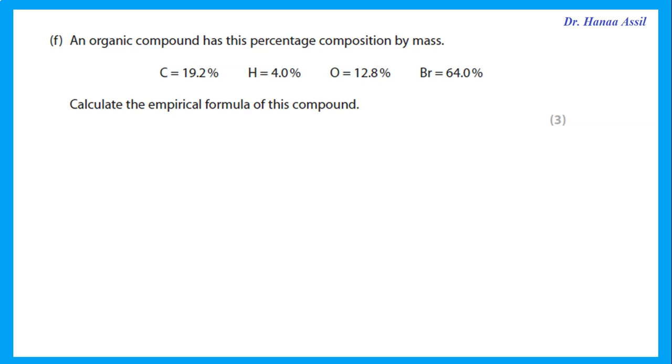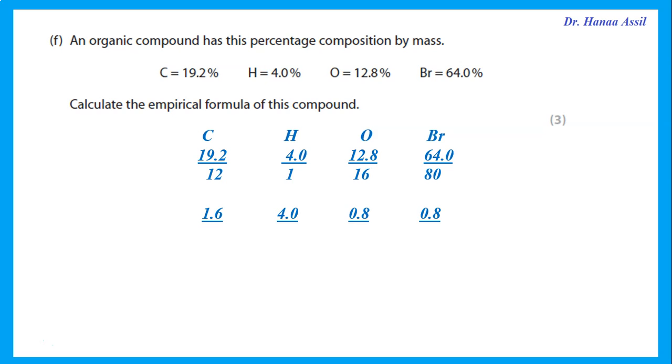An organic compound has this percentage composition by mass. Calculate the empirical formula. Again, we said empirical formula means the formula showing the simplest ratio. Now, when we're given percentages, so we have percentage of carbon, hydrogen, oxygen, Br, and we're required to get the empirical formula, how do we do that? First, we divide by the mass number. Again, the mass number is the big one in the periodic table, not the small one. So, mass number of carbon is 12, not 6. Hydrogen is 1, oxygen is 16, not 8, and Br is 80.